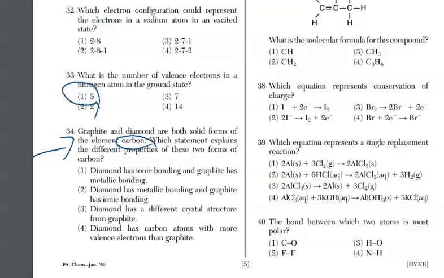Let's take a look. Diamond does not have ionic bonding, and graphite metallic, can't be choice 1. Diamond, metallic, graphite, nope, can't be choice 2. Now, choice 3, has a different crystalline structure, that is going to be our answer. Both are made of carbon atoms only, but the structures are different, which gives them the different properties. And there are no more valence electrons in choice 4 because it's carbon atoms. There's my answer, choice 3.